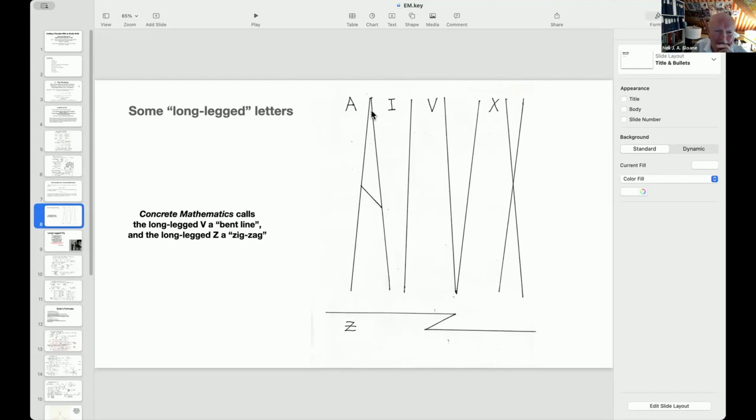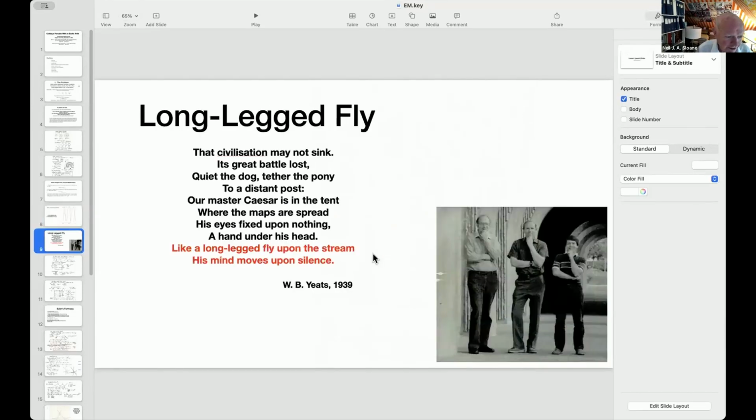What if you're a cookie cutter? What if this is your knife? It's a V with a crossbar, and the crossbar doesn't have to be horizontal. It's just a crossbar somewhere. And then, of course, a straight knife is a long-legged I. And there's a long-legged V. Here's a long-legged X, and here's a long-legged Z. And those are the long-legged letters.